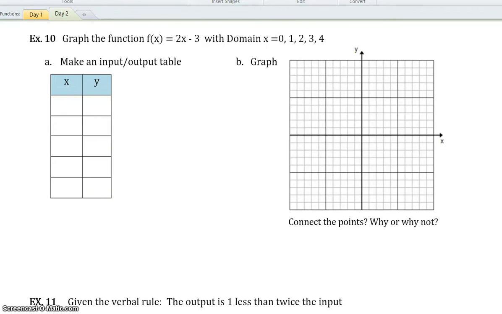Next it says graph the function with this specific domain. We're going to talk about this in a little bit, but domain are possible x values. That means I only want to see the graph at these specific points, nothing else. So when I'm given a specific domain, I have to use those values in my table.